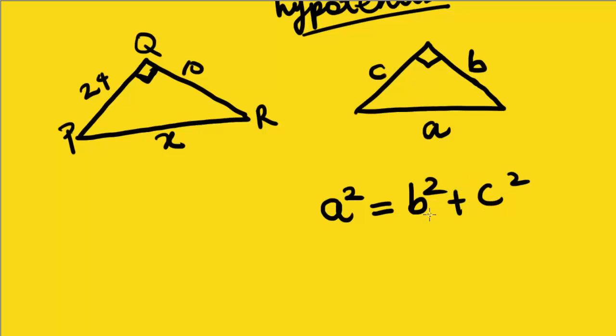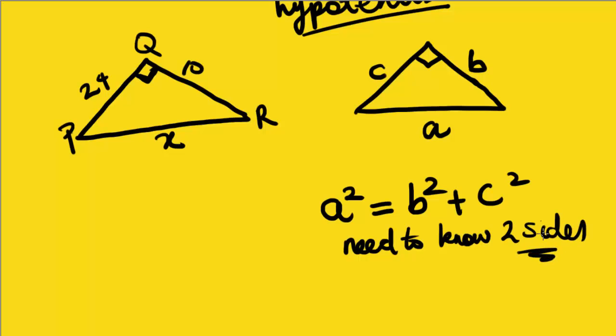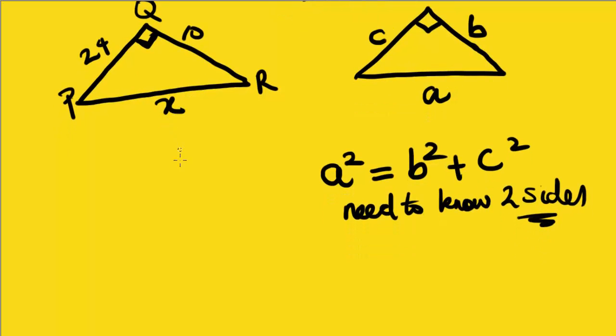If you know two, you know the third. If I know the length of B and C, I can determine the length of A. If I know the length of A and B, I can determine the length of C. If I know the length of C and A, I can determine the length of B. So once I know two sides, I can find the third one using Pythagoras' equation or theorem. So you always need to know two sides to find the third. So remember this. In this case, we're given two sides, right? We're given PQ is 24 and QR is 10.